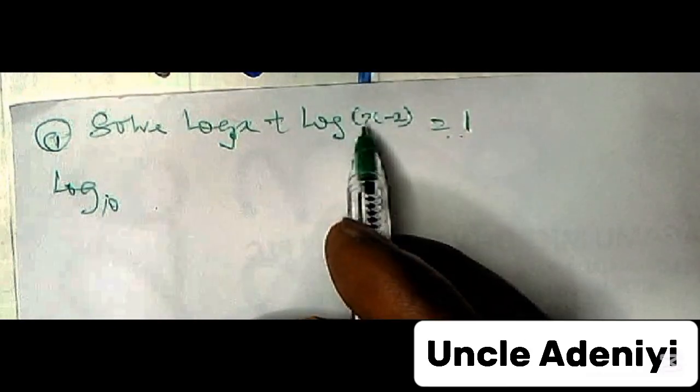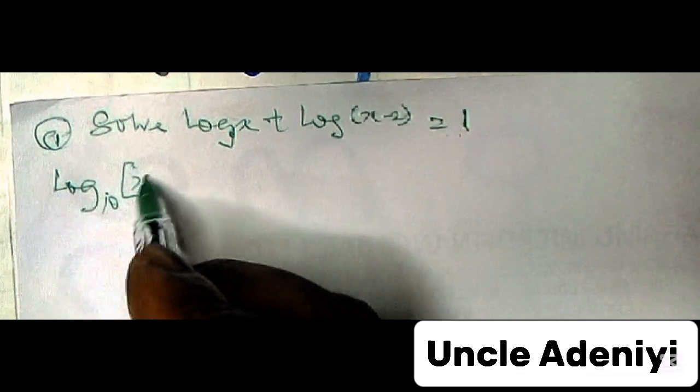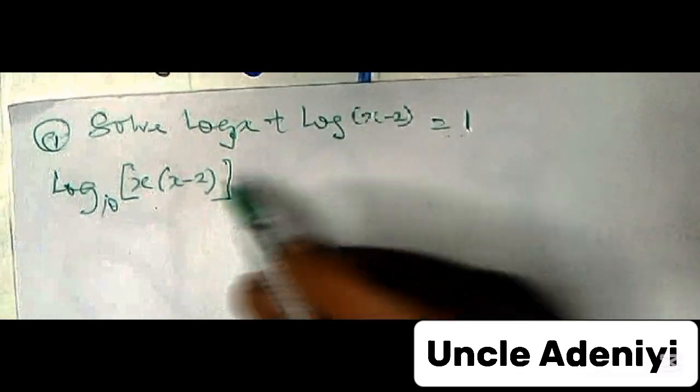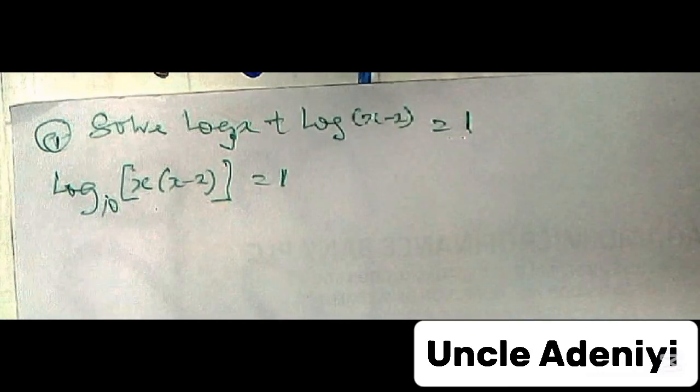base 10. They are all in base 10. Don't forget, x bracket x minus 2 close the bracket equals 1. I did not do magic.